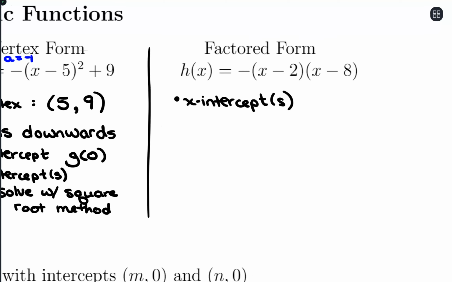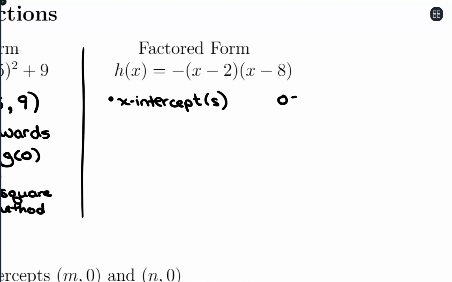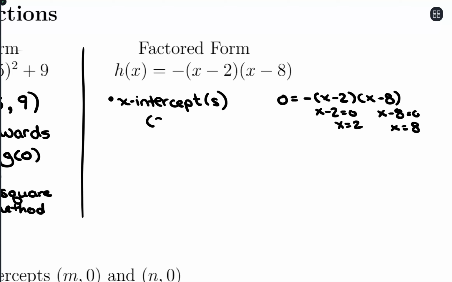So with the x-intercepts, like for this one, I would be setting 0 equals negative x minus 2 times x minus 8. And then I would see, okay, x minus 2 has to equal 0, x minus 8 has to equal 0. So we're getting x equals 2, x equals 8. So we get 2 x-intercepts, (2, 0) and (8, 0).